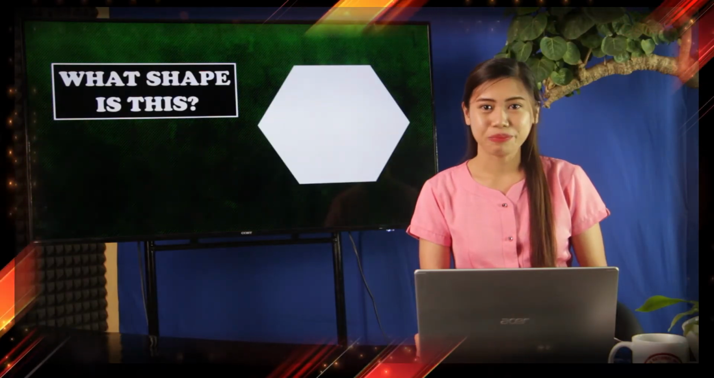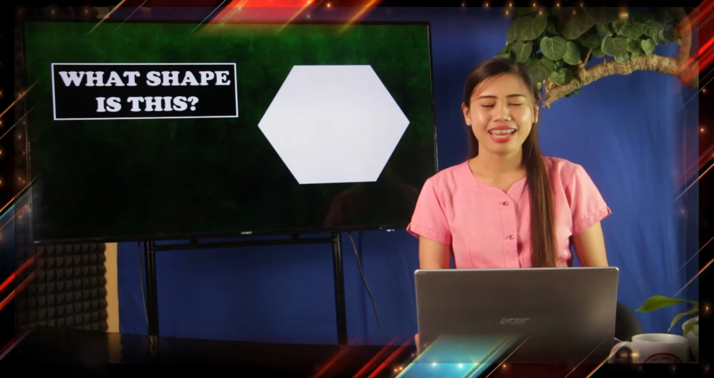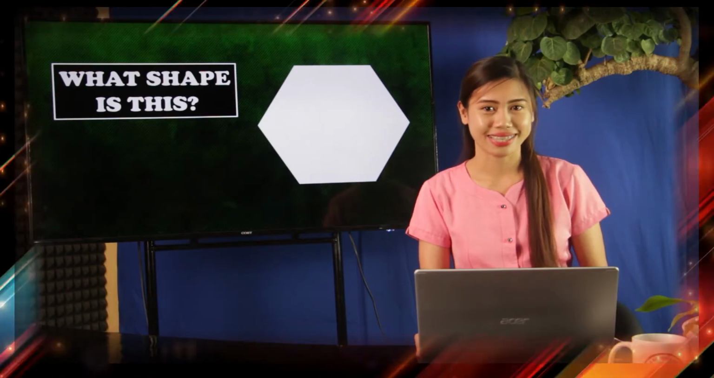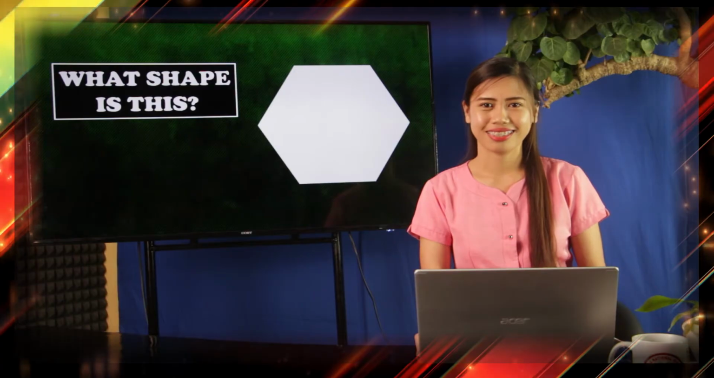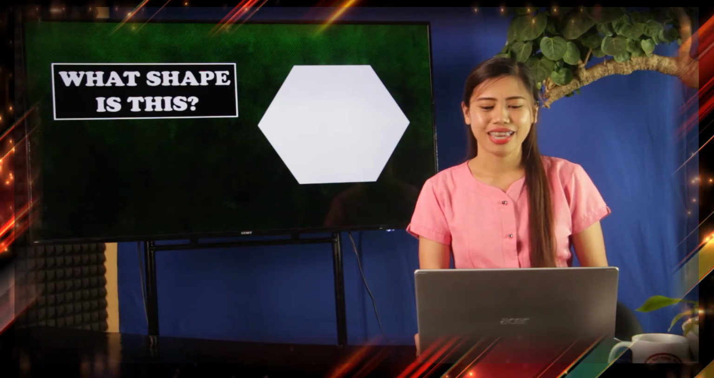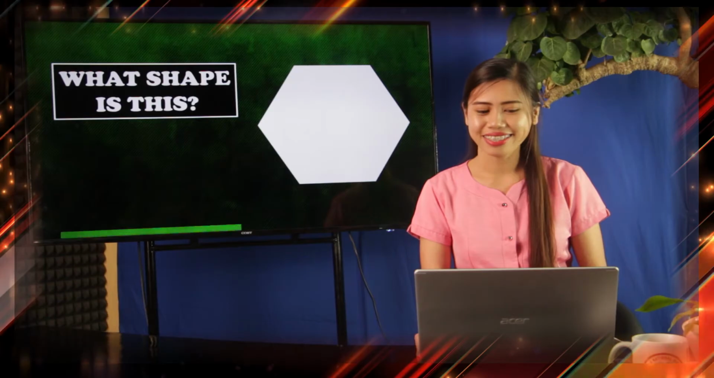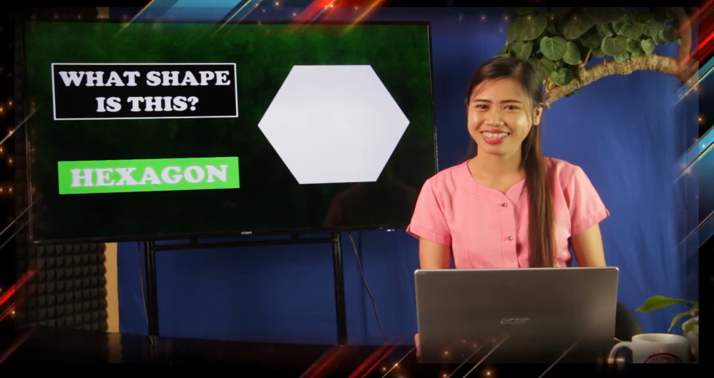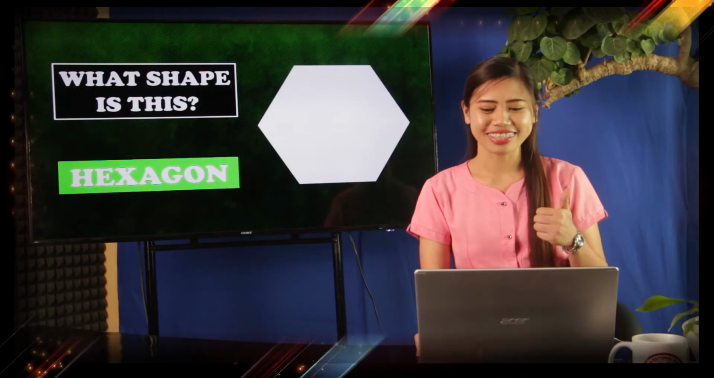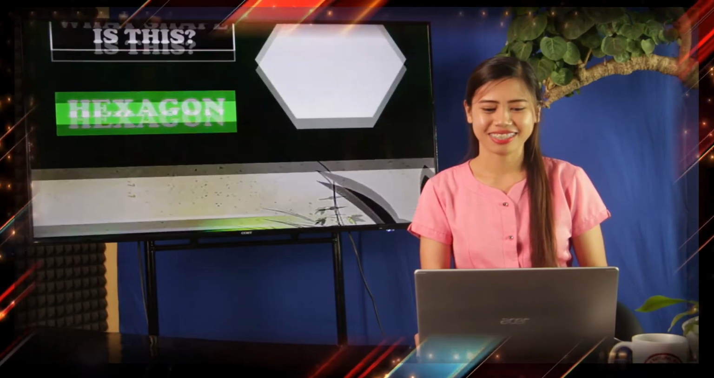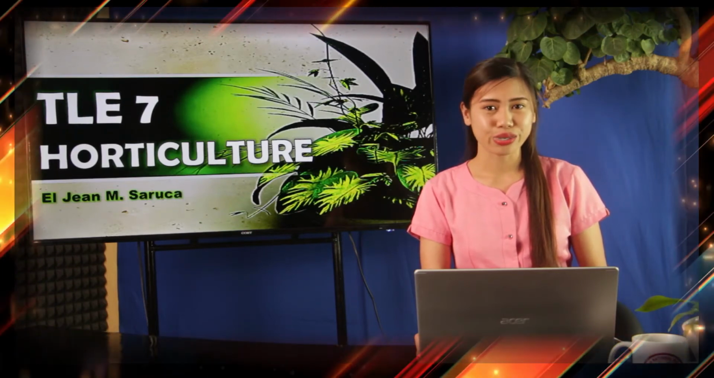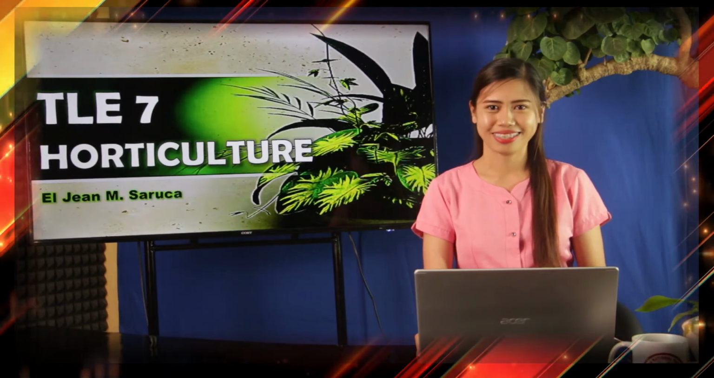This is the third picture. This is a polygon with 6 sides. What shape is this? If your answer is hexagon, you are correct. You did great. I hope you got the correct answers. At this point, let us proceed to the discussion of our lesson.